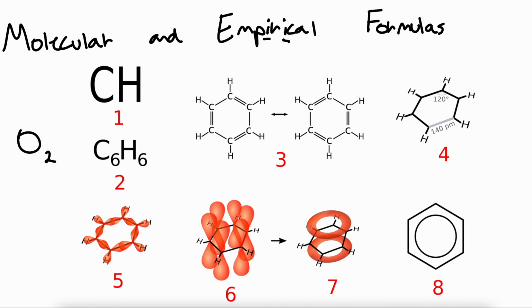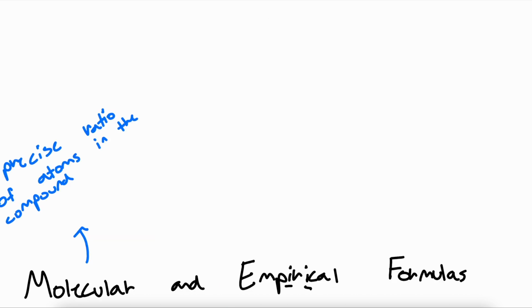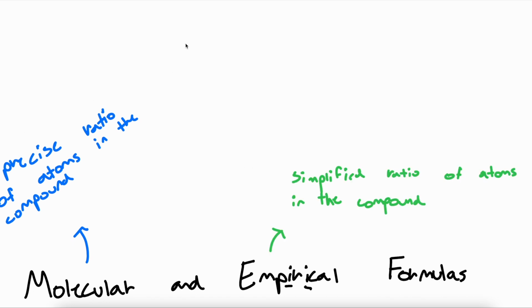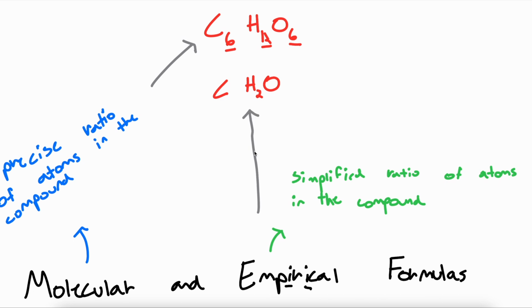So, we've established that elements will form compounds to be stable. When describing the chemical formula of a compound, there are two different notations we can use. We can use the molecular formula, which is the precise ratio of atoms in the compound, or we can use the empirical formula, which is a simplified ratio of atoms in the compound. Just to show you a quick example of this, the molecular formula for fructose is C6H12O6. But these three numbers, 6, 12, and 6, share a greatest common factor of 6. So if I were to divide each of them by 6, I could rewrite the formula for fructose as CH2O. That would be the empirical formula of fructose.